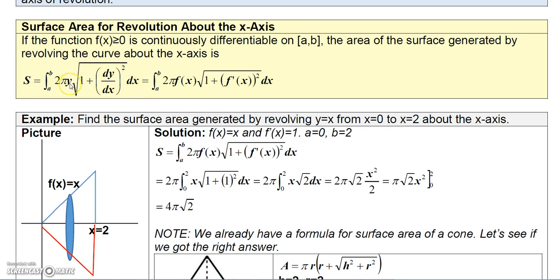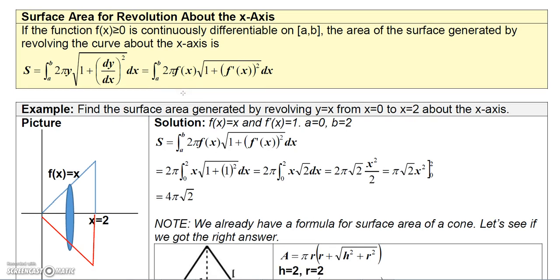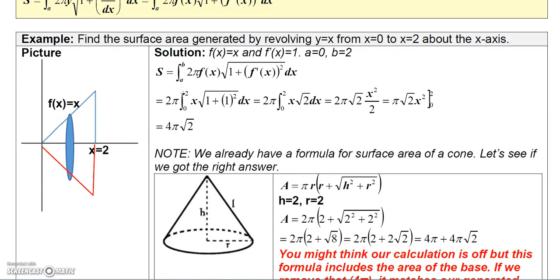Now, we generally don't want y in an integral for dx. So actually, we're going to think of y as its function value in terms of x. So basically, y is the same as f of x, as you know. And also, dy over dx is the same as f prime of x. So this is just another way to write the formula. Okay, so let's go to our first example.